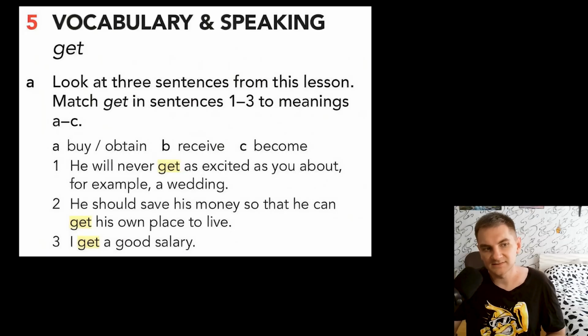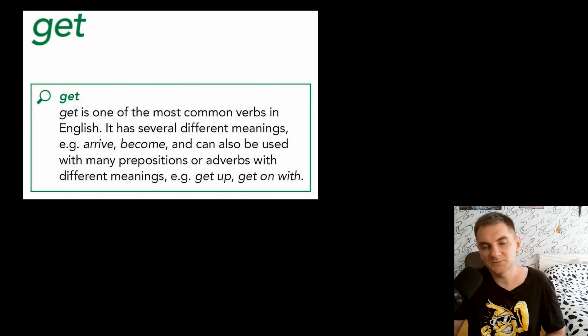Now let's look at the answer. Number 1. He will never get as excited as you about, for example, a wedding. The answer is C. Become. Get excited is like become excited. Number 2. He should save his money so that he can get his own place to live. The answer is A. Buy, obtain. Get his own place, it means buy it. Buy a house or flat. And number 3. I get a good salary. The answer is B. Receive. Receive a good salary. It was a warming up exercise.